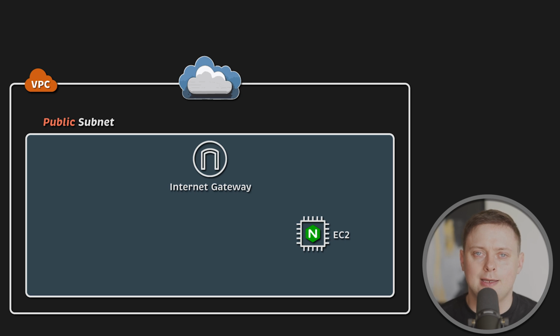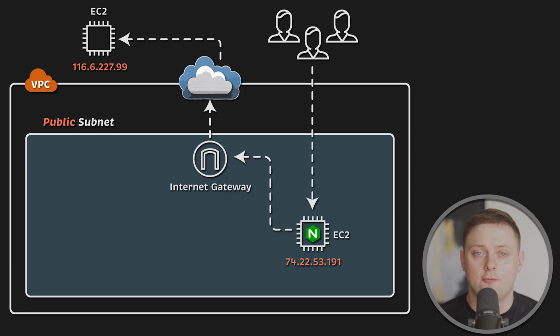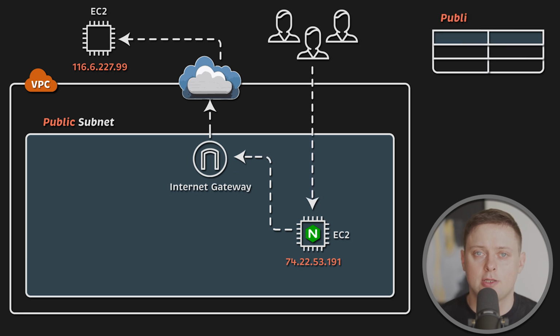Additionally, we need to create internet gateway and attach it to our VPC. Now, if our web server has a public IP address, it can access internet. For example, to download packages to install software like Nginx itself. And that virtual machine will be directly accessible from the internet via its public IP address. However, we need to manually associate internet gateway with a subnet. For that, we need to create a route table.